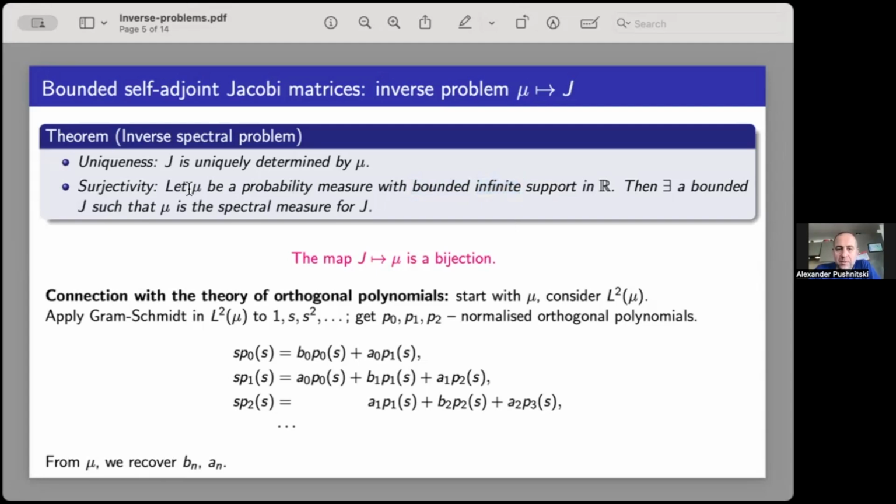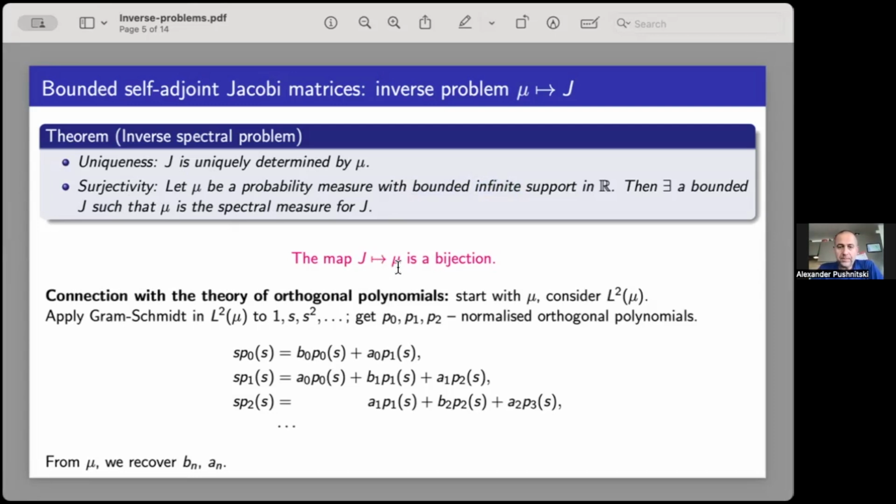So if we have such a probability measure, then there exists a bounded Jacobi matrix, a Jacobi matrix of the class that I described on the first slide, such that mu is the spectral measure for this matrix. In other words, this theorem encompasses two statements: that this spectral map is an injection, so the mu is uniquely defined by J, and that it is a surjection, that all measures mu are possible. And so we have a bijection between Jacobi matrices and these measures.